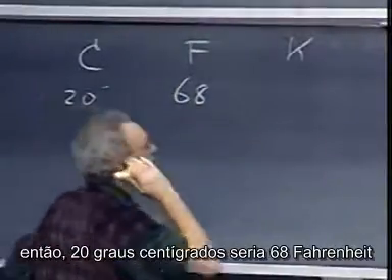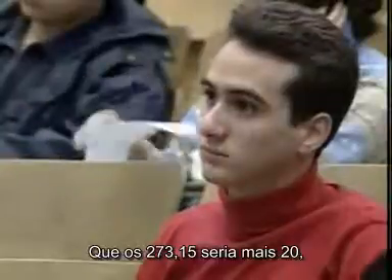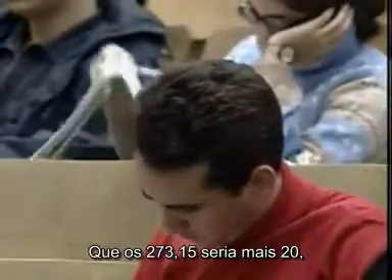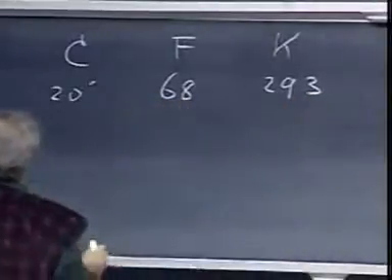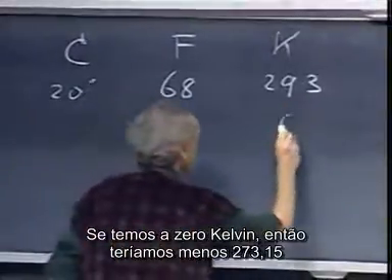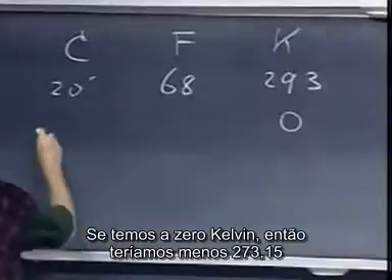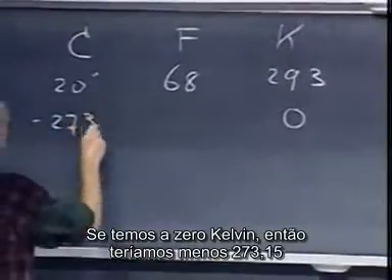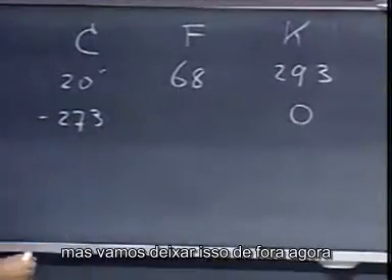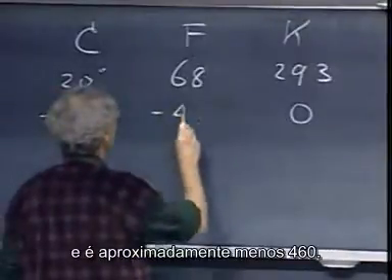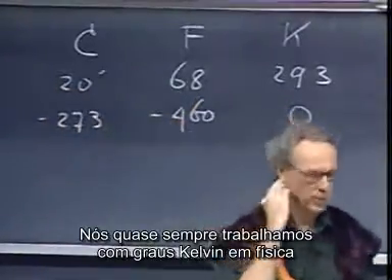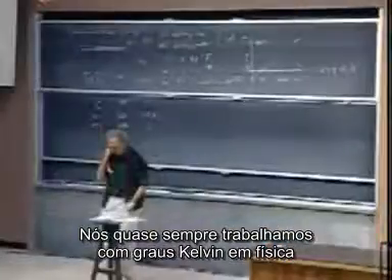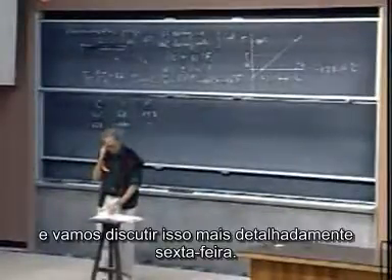So if we now compare the three scales, Celsius, Fahrenheit, and Kelvin, then 20 degrees centigrade would be 68 Fahrenheit, and that would be 273.15 plus 20, let's round it off and make it 293. And if we take 0 Kelvin, then we would have minus 273.15, but let's leave that off for now, and it is approximately minus 460. We will almost always work with degrees Kelvin in physics, and we will discuss that in more detail Friday.